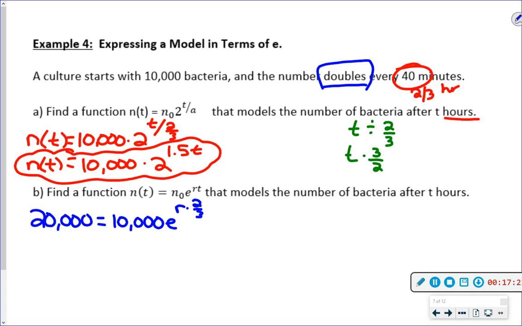I'm like, okay, I got this. It looks messy, but I got it. I'm going to divide 10,000 off. I'm going to do that in our head. I just don't like how this looks. I'm going to make it 2/3 r. That's just me being OCD there.